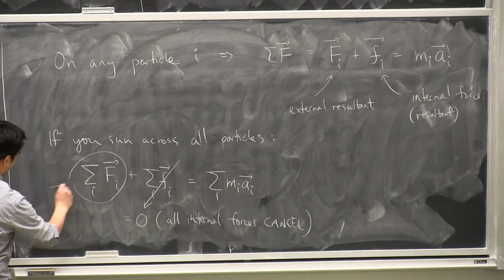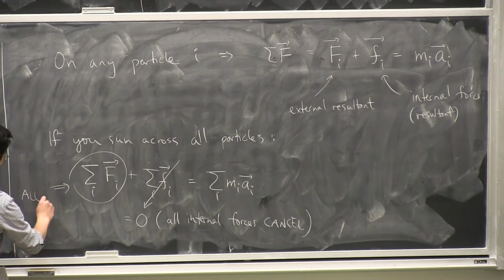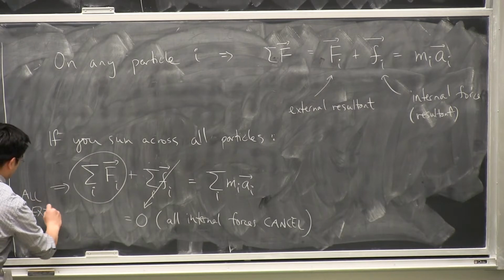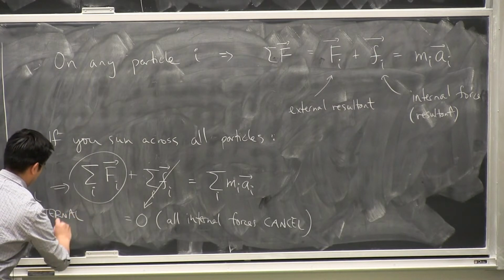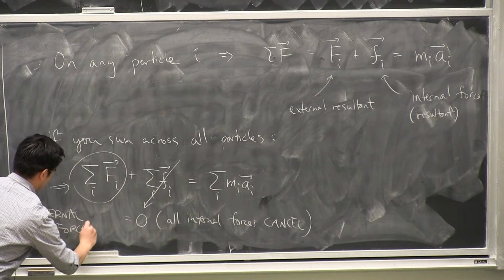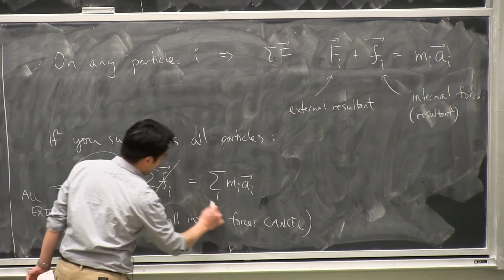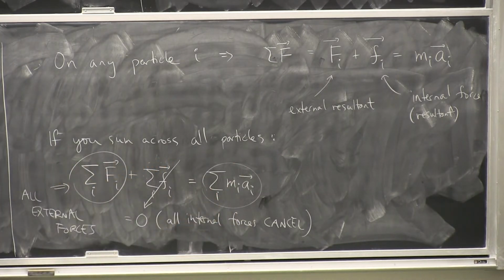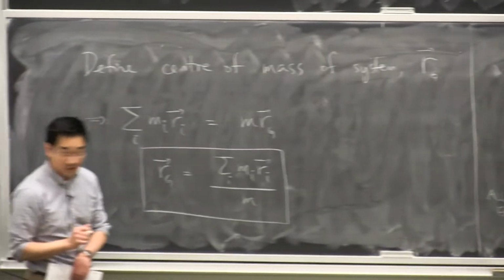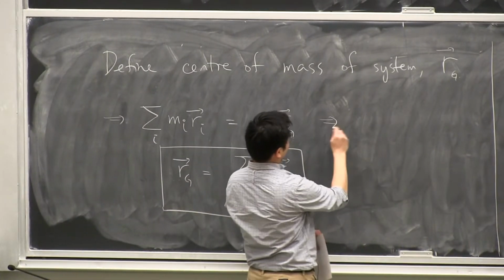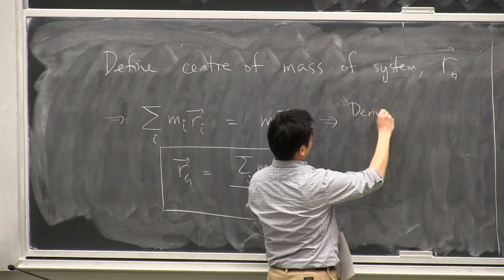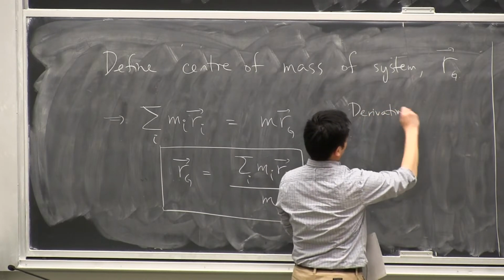This just becomes all of the external forces to the system. Okay, and I'm going to show you one little neat trick. Let's look at what this mi ai is. I'm going to take this equation and take the derivative twice.